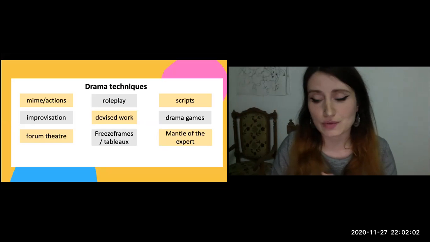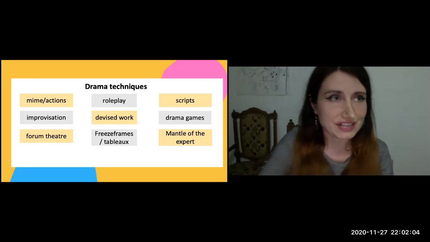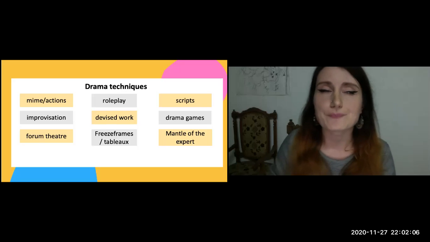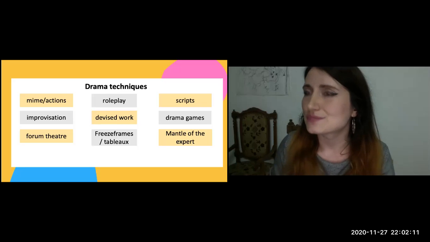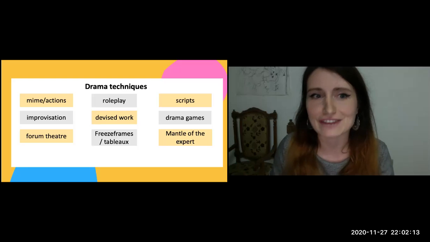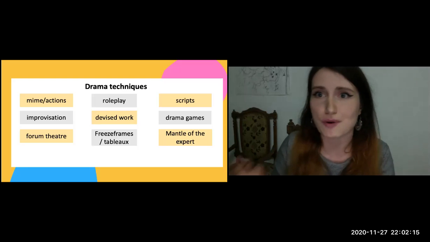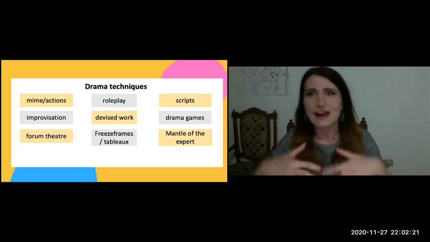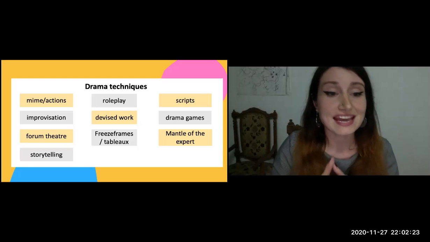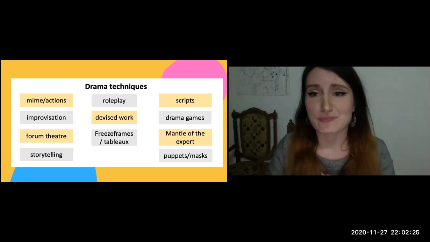Mantle of the Expert was created by Dorothy Heathcote, and it's very similar to contextualized narrative. In fact, I think contextualized narrative probably came from Mantle of the Expert. It's creating a scenario in which the students take on a role and then have to solve a problem. We have storytelling and we have puppets and masks.